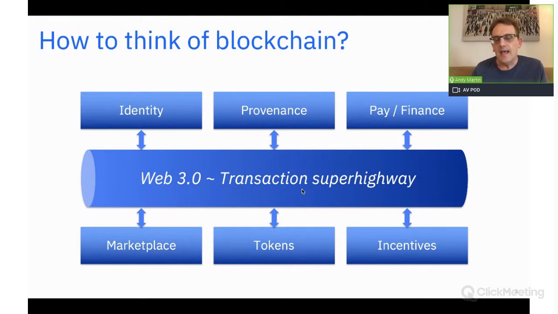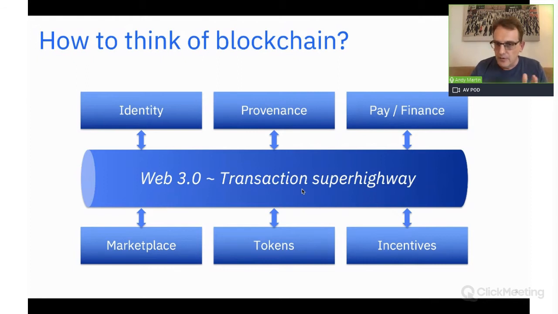So the problem that we're now fixing with this transaction superhighway is, how can I trade value from peer to peer without the need for anyone in the middle to make sure that the value is transferred and to make sure that there is no double spend. So this is transformative for marketplaces because we have decentralized marketplaces.